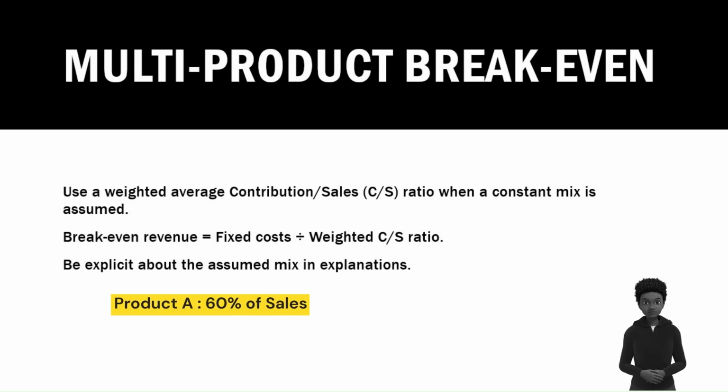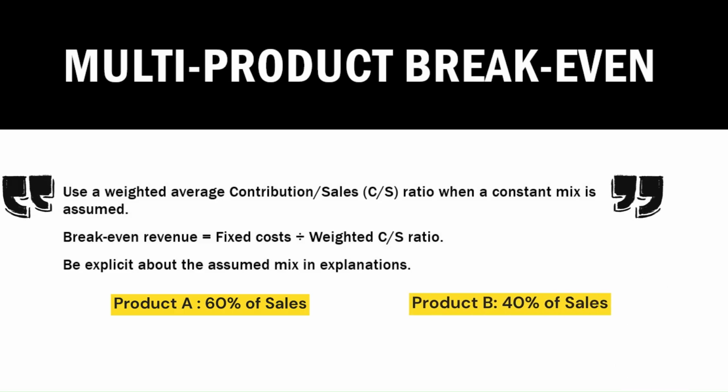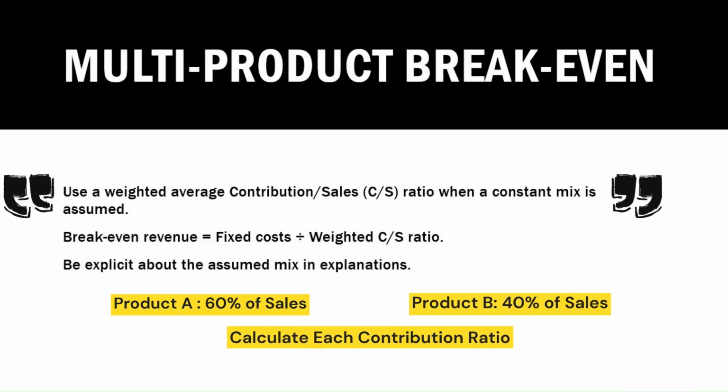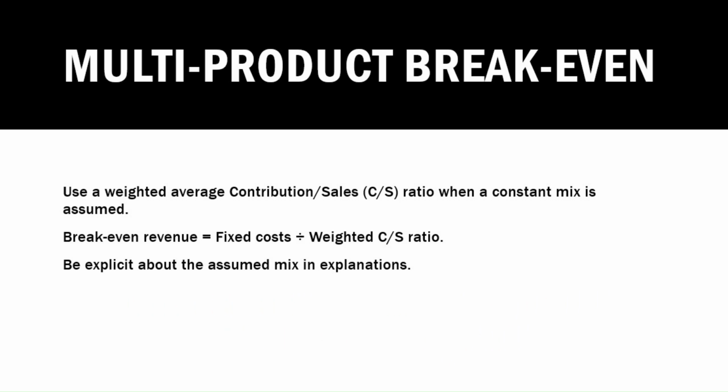Example: product A makes up 60% of sales. Product B makes up 40%. We calculate each contribution ratio, weight them, and then use the average to find break-even revenue. Important: this only works if the sales mix remains constant. If customers switch preferences, the break-even point changes.